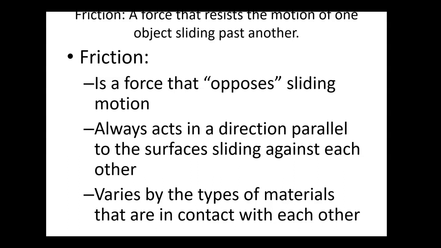It always points in a direction that is parallel to the two surfaces that are sliding against each other, but that points in the opposite direction to the way that the objects are trying to slide. Friction depends very much on the materials of the two objects that are sliding against each other.